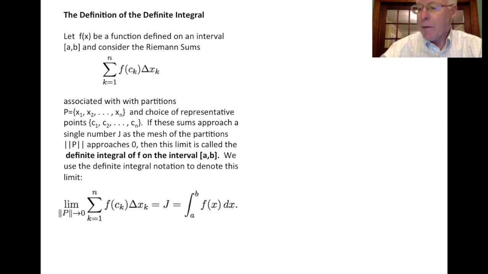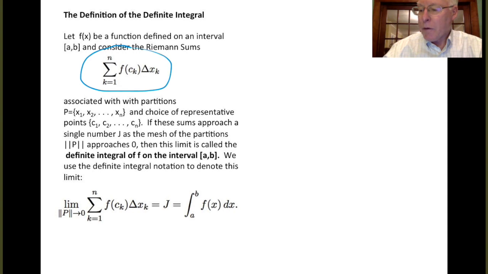So there's a lot of knowledge behind this sum. We have to know what the c_k's mean, etc. We'll review that in just a moment. But there is a Riemann sum: the summation as k runs from 1 to n, f of c_k times delta x_k. This is associated with a partition P, x_1, x_2, ..., x_n. So those are the points we use to carve up the interval. And then we have a choice of representative points, one in each interval, c_1 in the first interval, c_2 in the second interval, and so forth, and c_n in the last, or the nth, interval.